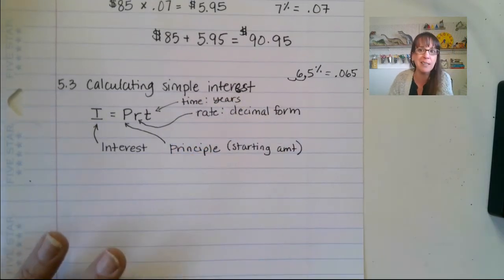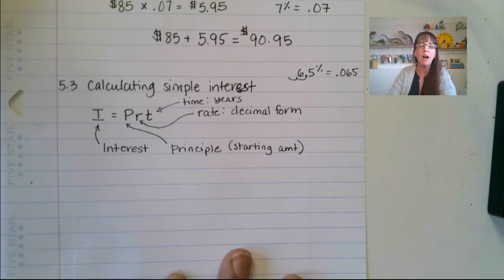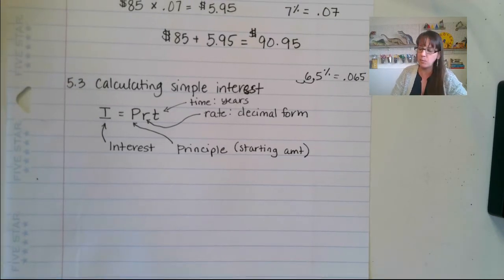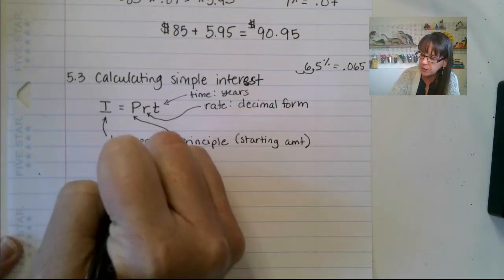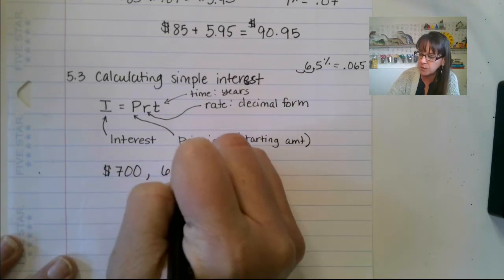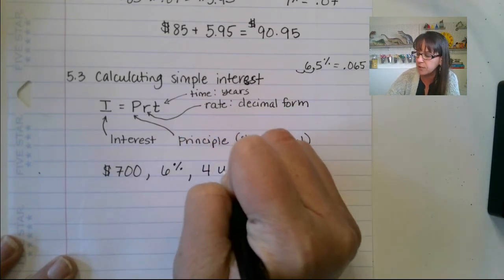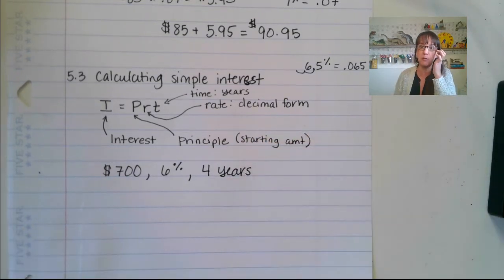The last thing we have is our T, and this is time in years. That means if somebody says 6 months, that's going to be 1/2 because that's half of a year. All right, let's actually apply this rule and see what we've got. Let's say you have $700 in your account and at 6% interest for 4 years, I want to know what you will have earned at the end of those 4 years.